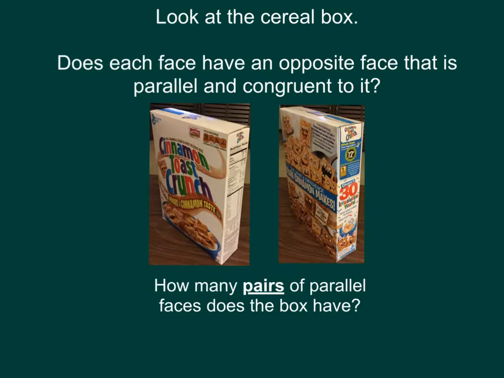Look at the cereal box. This box is a rectangular prism. Does each face have an opposite face that is parallel and congruent to it? Whisper to the person sitting next to you. If you said yes, you're correct. Notice, the front of this cereal box is parallel to the back of the cereal box. They're also the same size and shape, meaning they're congruent.